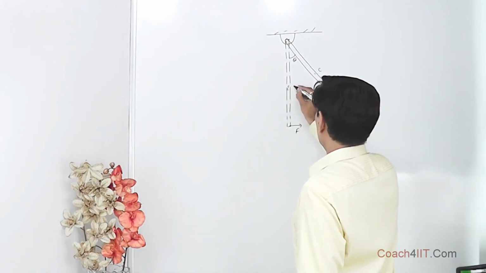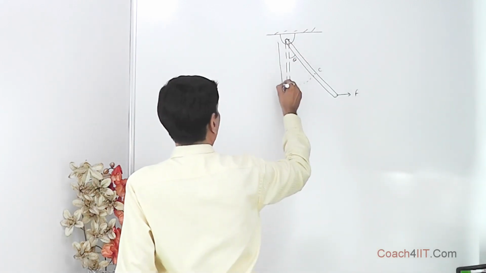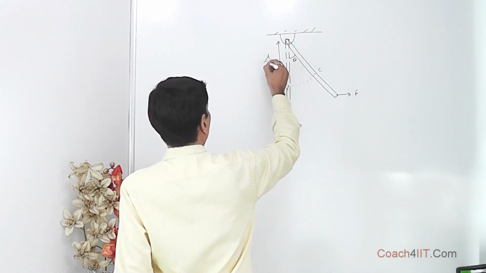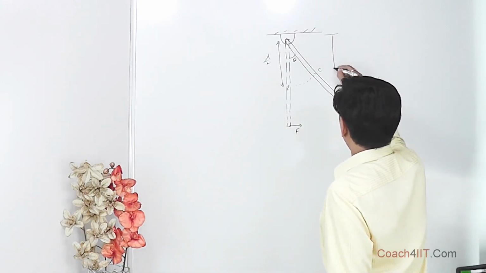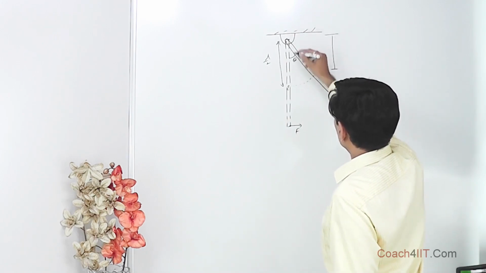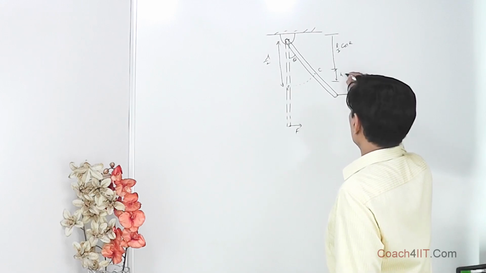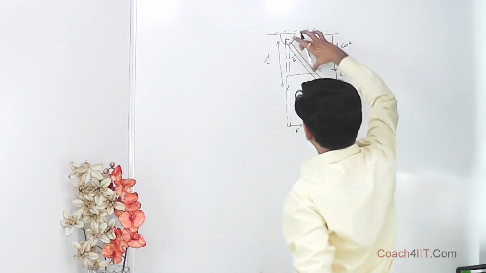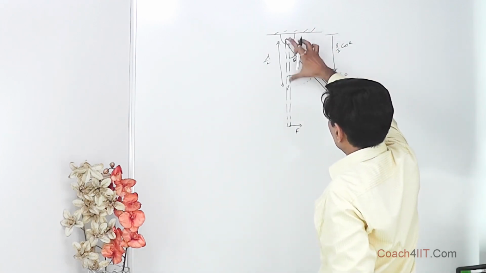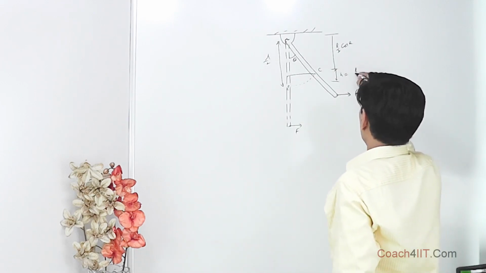So let's see by how much distance this center of mass rises up. We know from here to here is L by 2 and this is also L by 2. So from here to here, if this is L by 2 and this angle is theta, this is going to be L by 2 cos theta. The height through which it is lifted is L by 2 minus L by 2 cos theta. So H is equal to L by 2 minus L by 2 cos theta.